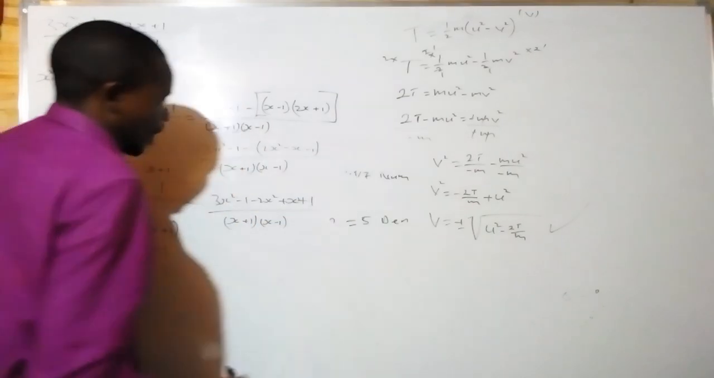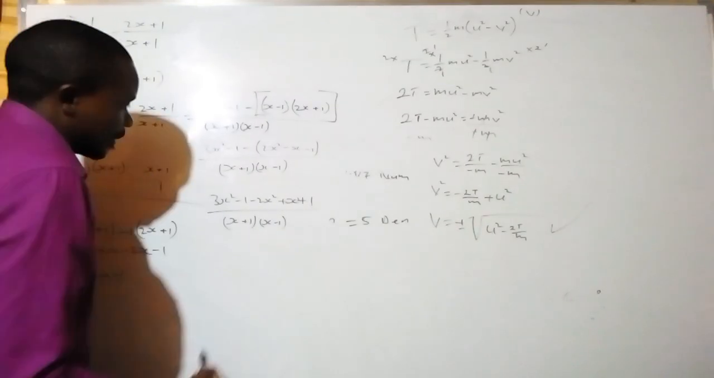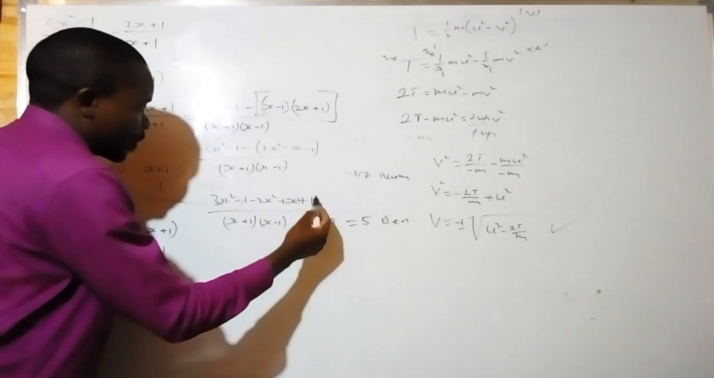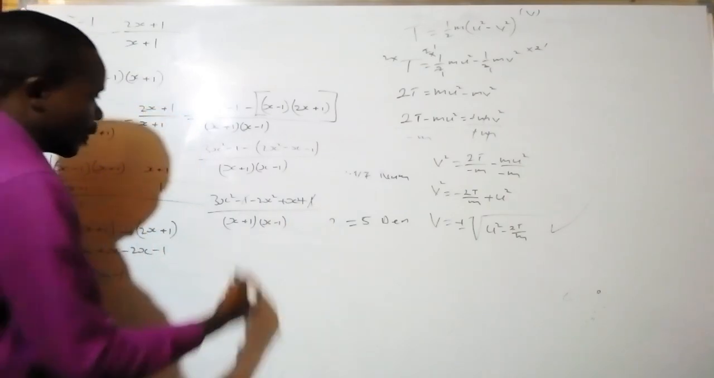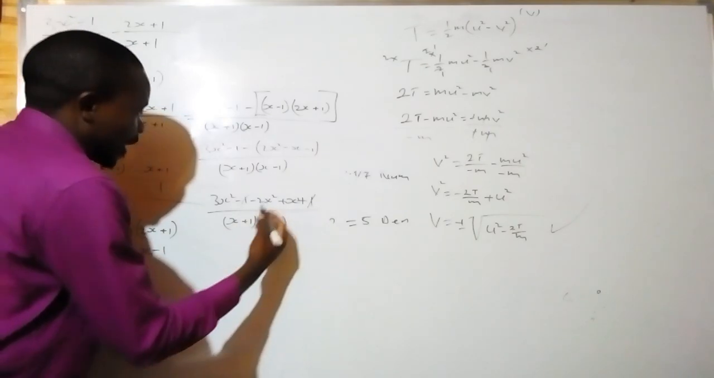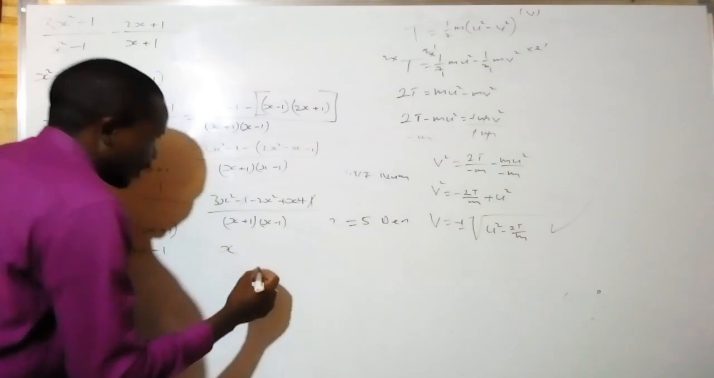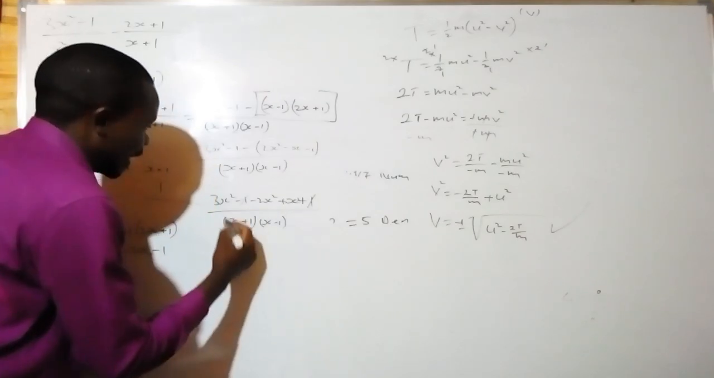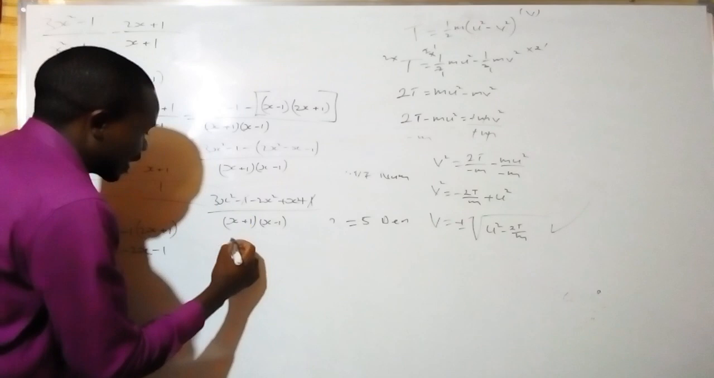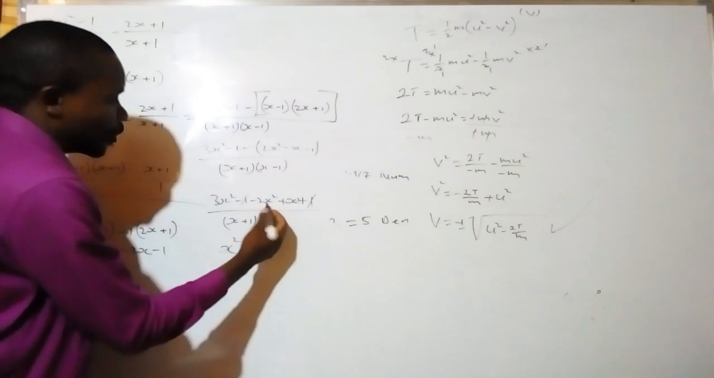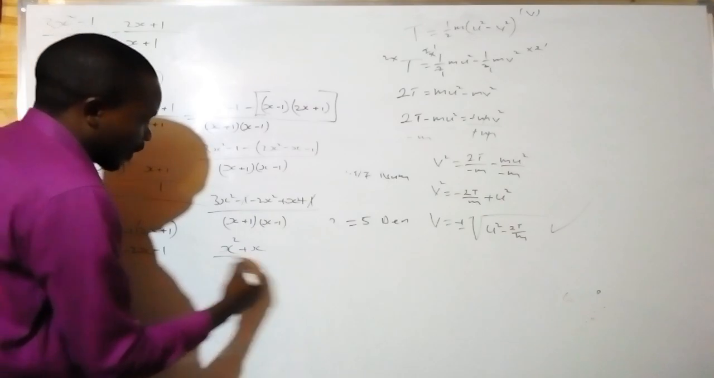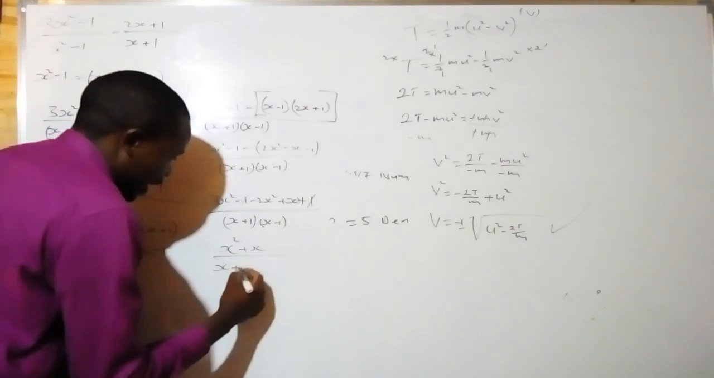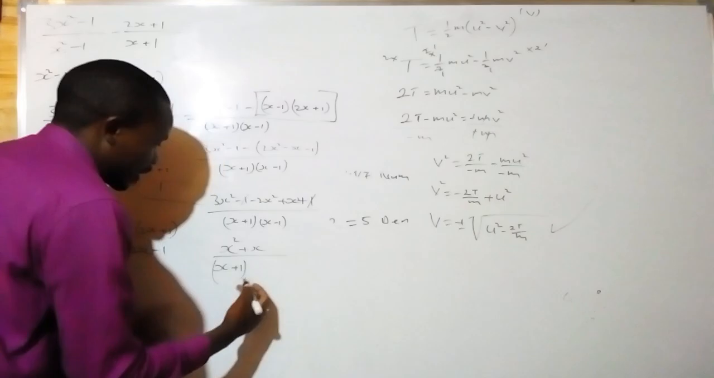Again, like terms cancel out, negative 1 plus 1 gives you 0. 3x squared minus 2x squared is x squared. Then we have plus x all over x plus 1, close the bracket, open the bracket, x minus 1.